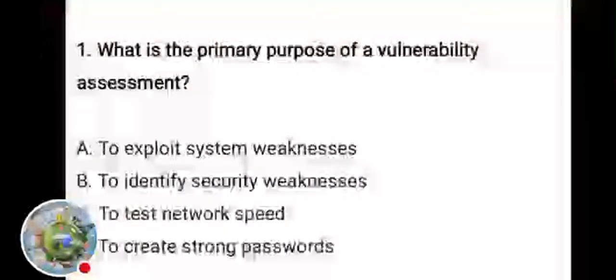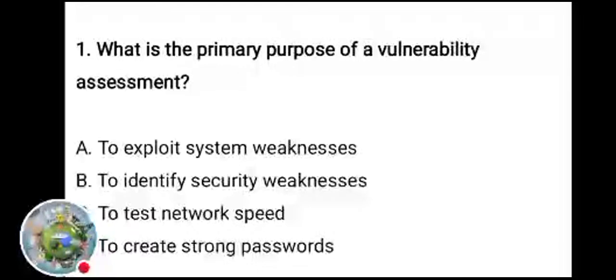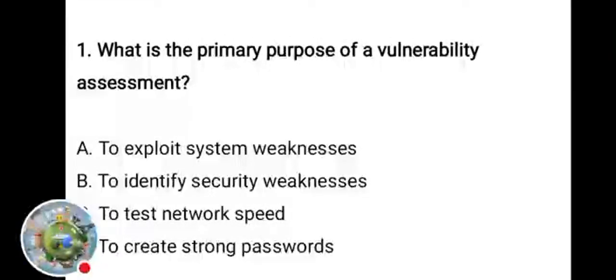What is the primary purpose of vulnerability assessment? Option A, exploit system weakness. Option B, to identify security weakness. Option C, to test network speed. Option D, to create strong password. Vulnerabilities means weakness. So, in a digital world, we have to identify what weaknesses are available in the system or application or network.